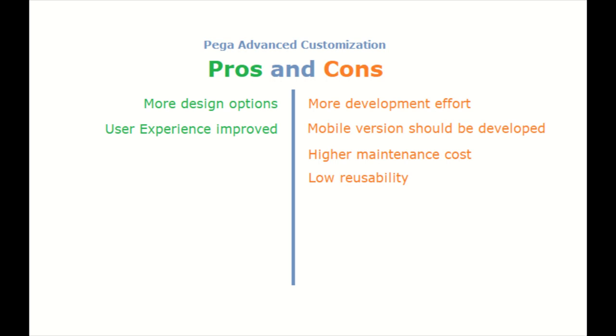Low reusability. You probably know how easy it is to work with Pega and reuse components throughout the development, but if you are designing a new component, you should guarantee that your component can be reused in another place to not increase even more your development effort. I hope that now you can understand the pros and cons of this design style.